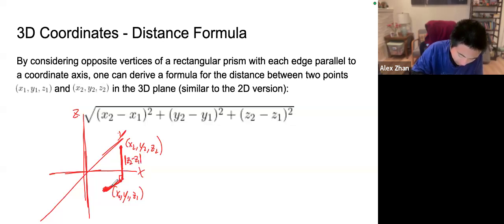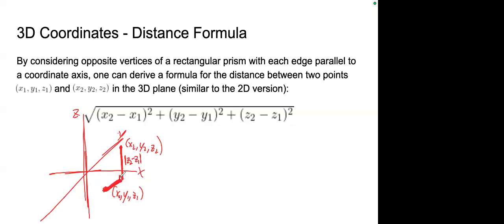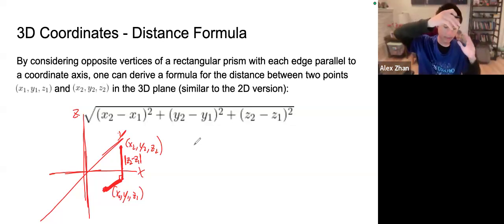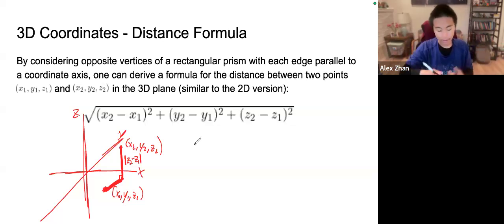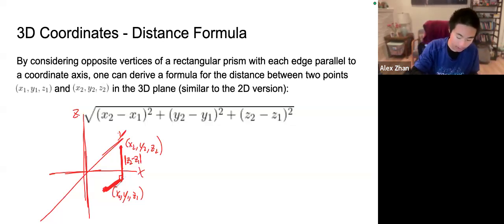Then what about this one? Can someone tell me what this length is? Now we have the point x2, y2, and x1, y1. Shouldn't you use the 2D distance formula there? Yeah, exactly. Because if we project everything onto the xy plane, then everything's 2D and this distance is still preserved. So this length is actually just the square root of (x1 minus x2) squared plus (y1 minus y2) squared.